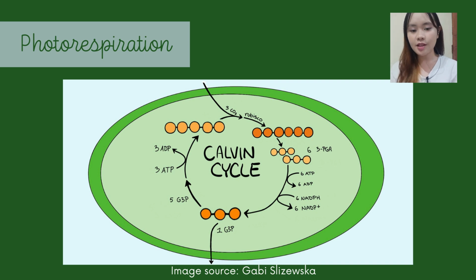Unlike photosynthesis, photorespiration takes up oxygen and liberates carbon dioxide. This usually occurs when there is scant carbon dioxide available for rubisco to act on. To counter this wasteful metabolic pathway, plants have developed adaptations.